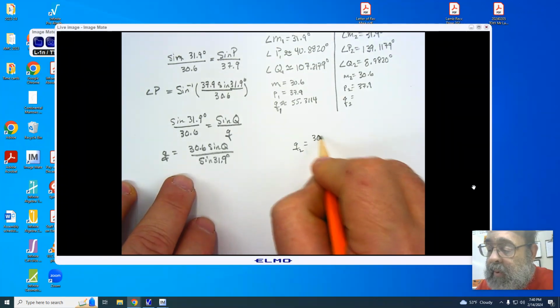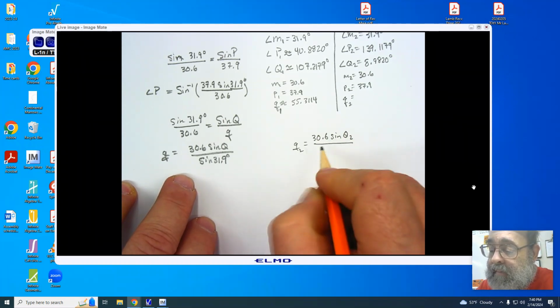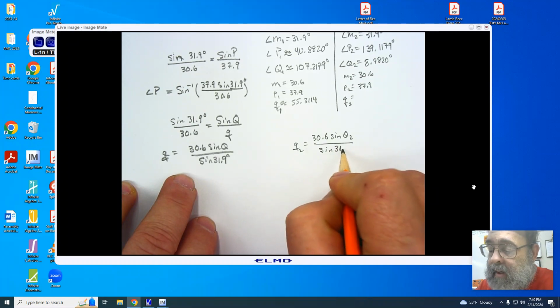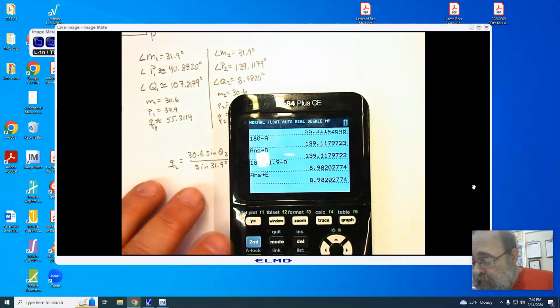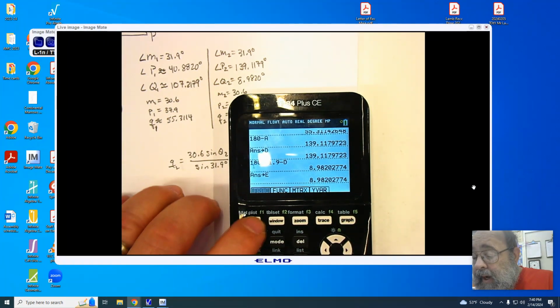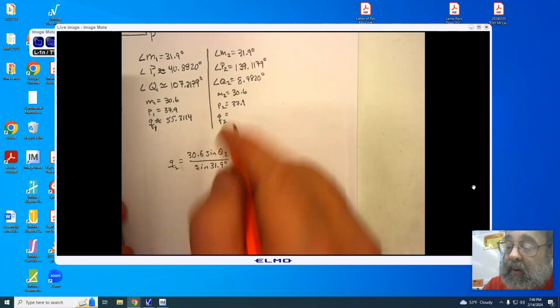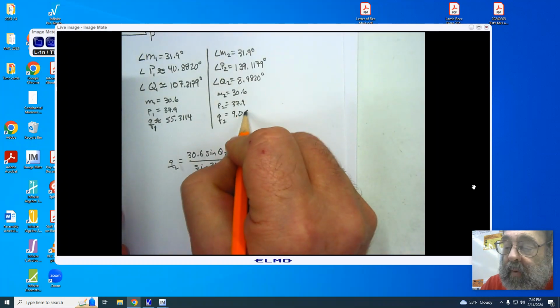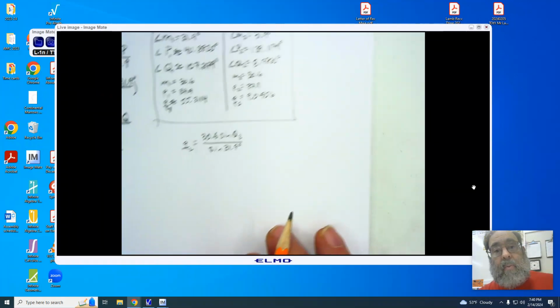Q2 is found by 30.6 times the sine of Q2, which is our alpha E, divided by the sine of 31.9 degrees. I'm going to put this into my calculator exactly as I see it and write it down. Alpha y equals gives me the fraction: 30.6 sine of alpha E divided by the sine of 31.9 degrees. We then write down our second solution, 9.0406, and we have our answer. This is finding two solutions with the law of sines.